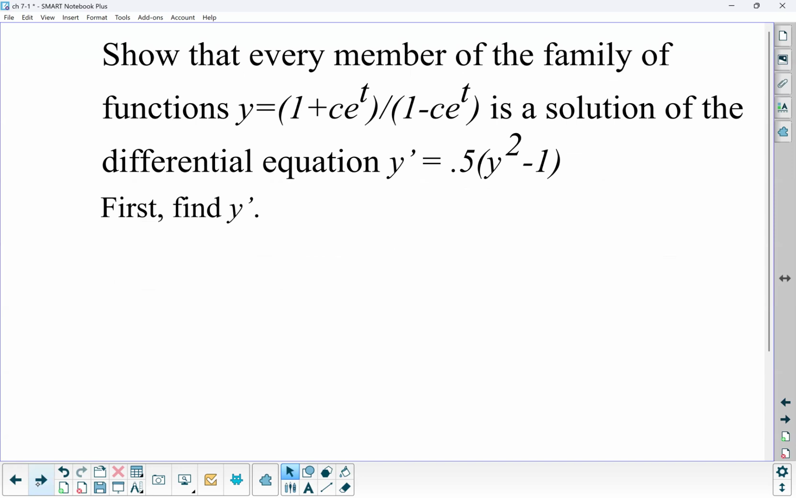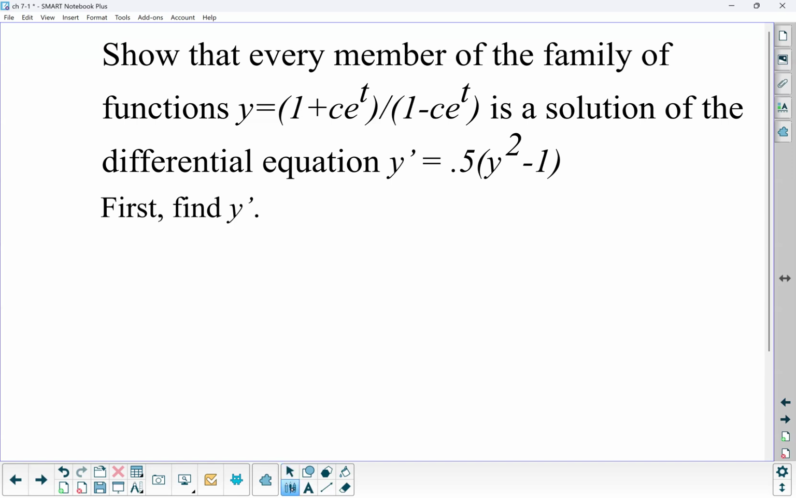So here might be a typical problem. Show that every member of the family of the function y equals 1 plus ce to the t divided by 1 minus ce to the t is a solution of the differential equation y prime equals 0.5 times the quantity y squared minus 1. To show that, the first thing we're going to do is find y prime, find the derivative.